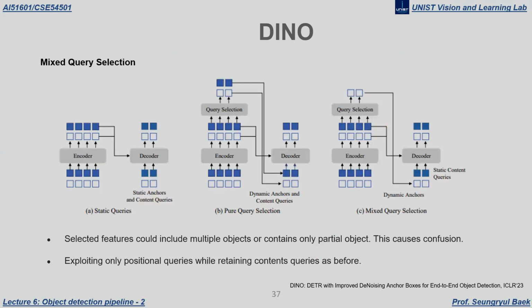And another thing is, previously in deformable DETR, these anchors, these object proposals, are used to further improve the object queries. We can give some positional information to the queries. And also in here we give it.